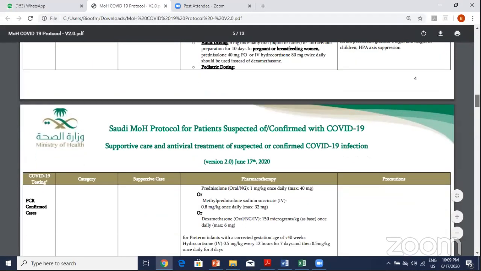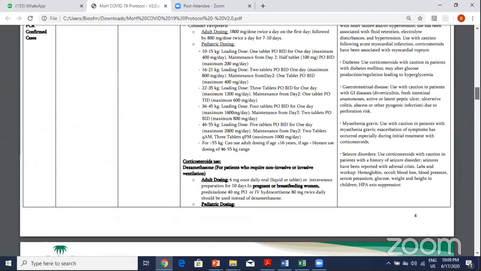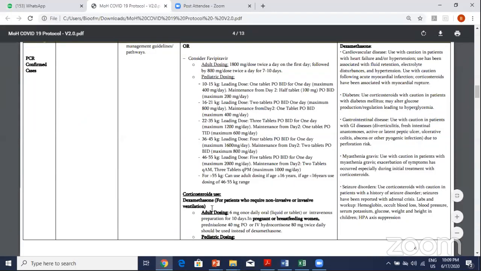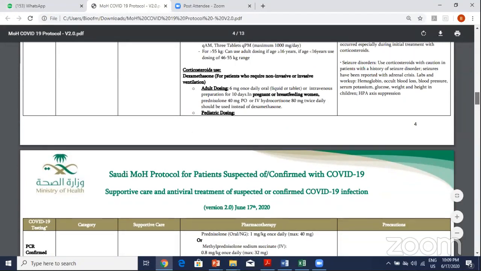For critically ill, here also, if we see respiratory symptoms, we will start dexamethasone 6 milligram once daily for 10 days. Of course, we can also use prednisolone, methylprednisolone, hydrocortisone, but we have to convert the dose.